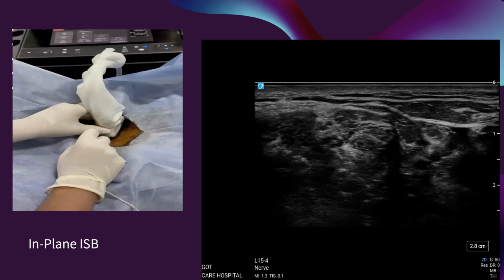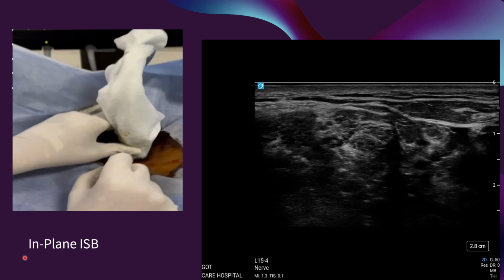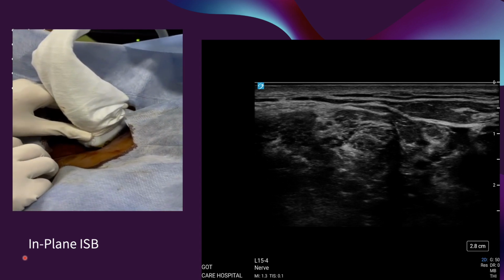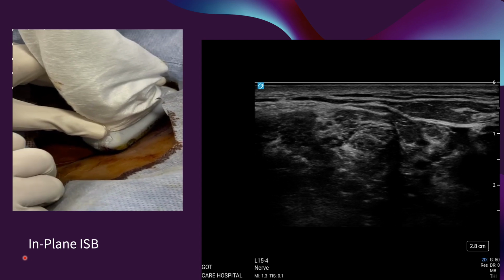So once everything is settled, the IV line has been placed, the monitors have been placed, the patient is put in a semi-upright position with the head tilted to the opposite side. The linear probe is placed in transverse orientation in the supraclavicular fossa, and using the traceback technique, the interscalene brachial plexus is identified sandwiched between the anterior and the middle scalene muscle. The needle is introduced from the lateral to the medial direction in plane to the probe.